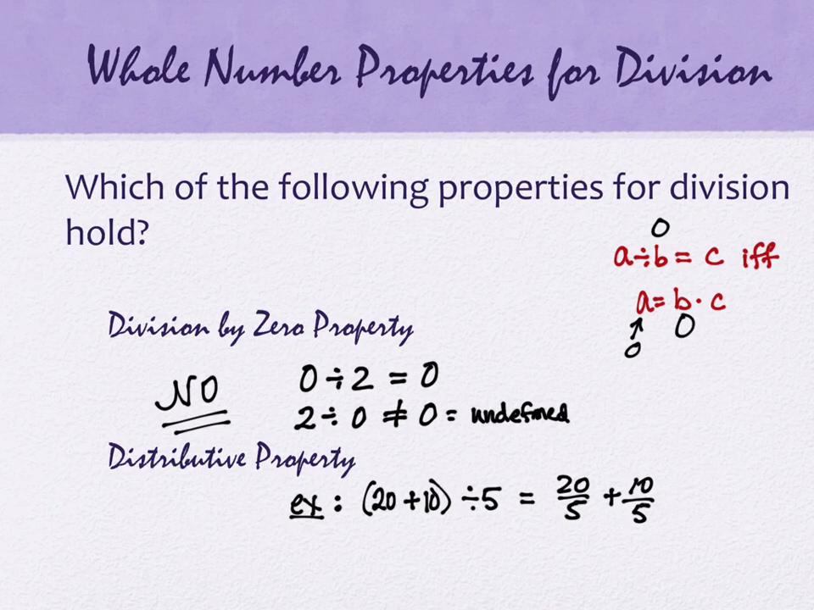What's 20 plus 10? 30. What's 30 divided by 5? 6. So if I do this, I get a 6 on the left. What's 20 divided by 5? 4. And what's 10 divided by 5? 2. And success, right? It worked. It equals 6. But there's a problem. Do you know what the problem is?